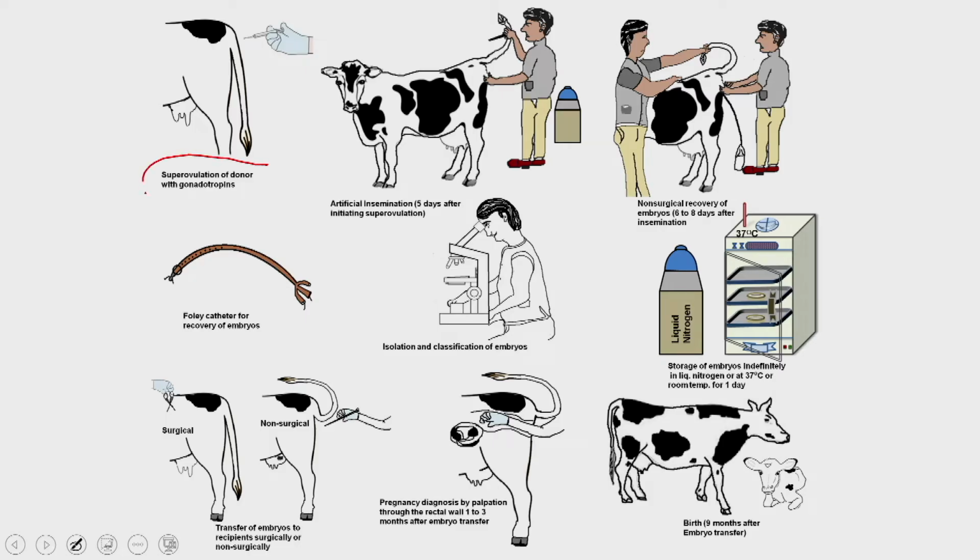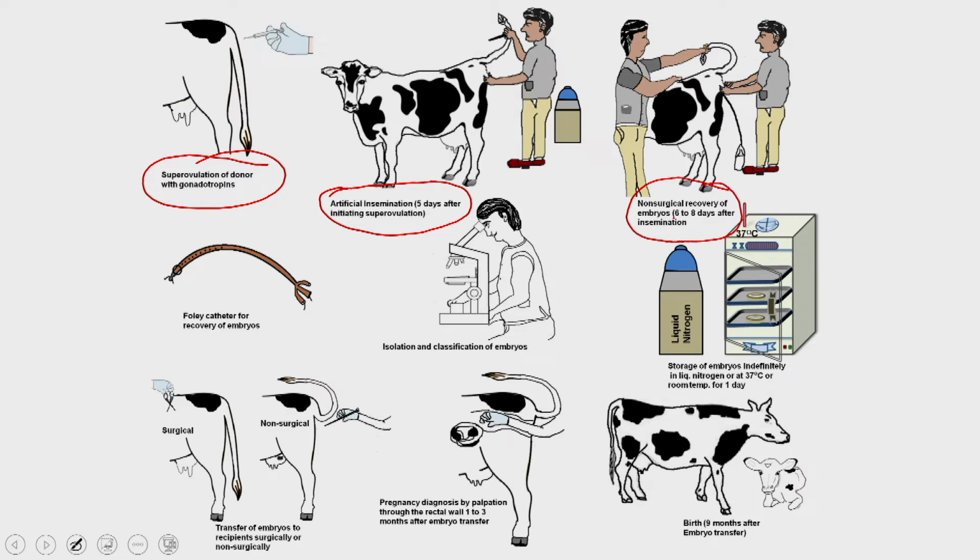First of all, you are going to take the hybrid female and inject some gonadotropin hormones. Once you inject the gonadotropin hormones, it is going to start producing eggs from the ovary, and then you can go for natural sexual intercourse, or you can use artificial insemination after the superovulation, and that artificial insemination is going to create the embryos.